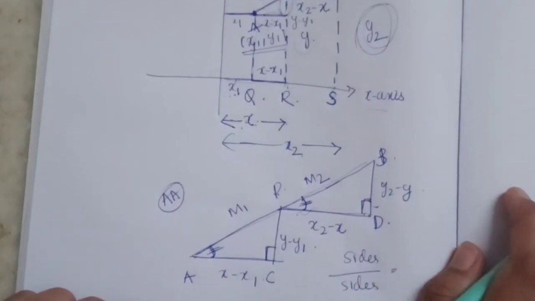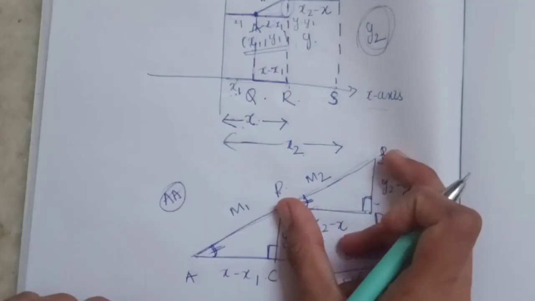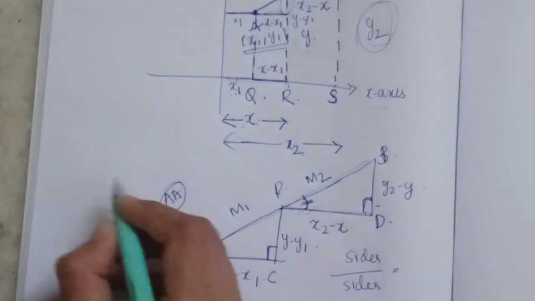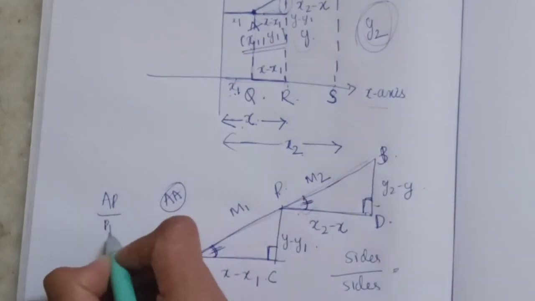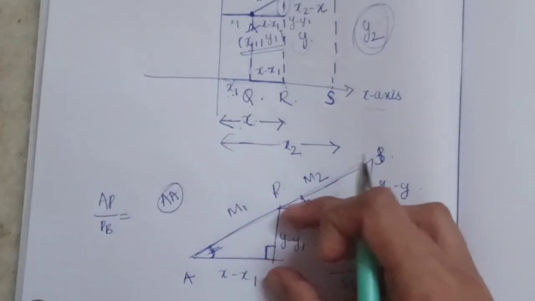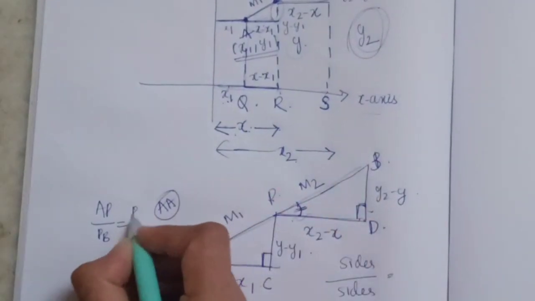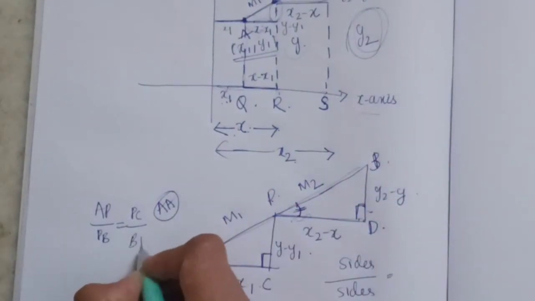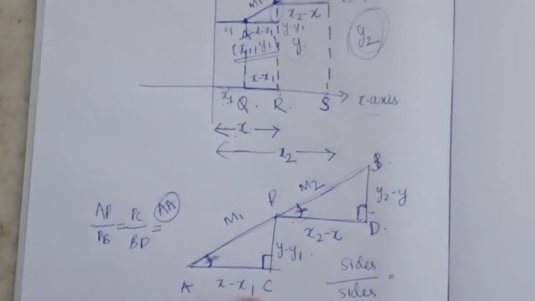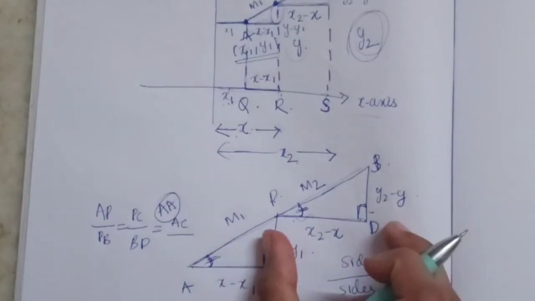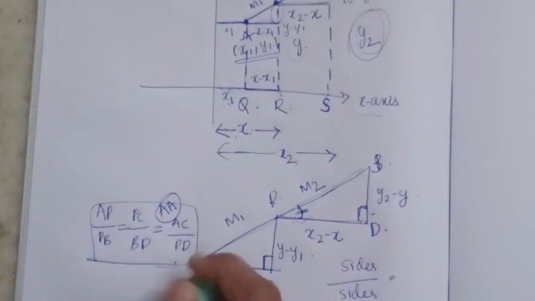Okay, now this side, hypotenuse side by hypotenuse side. Right, AP by PB is equal to, this is the opposite side by opposite side, so PC by BD, which is equal to adjacent side by adjacent side. So AC by PD, right? We have got this.